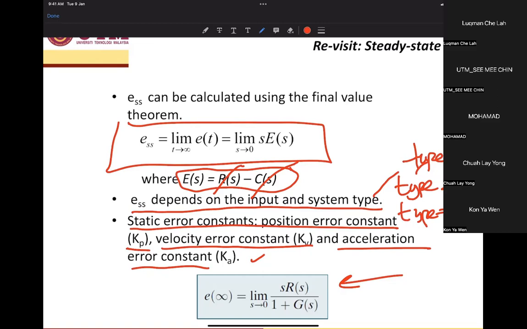Lokman, cek lah. Ya, saya. What do you understand by type 0, type 1, and type 2? Can you repeat the question, sir? What do you understand by system type 0, type 1, and type 2?